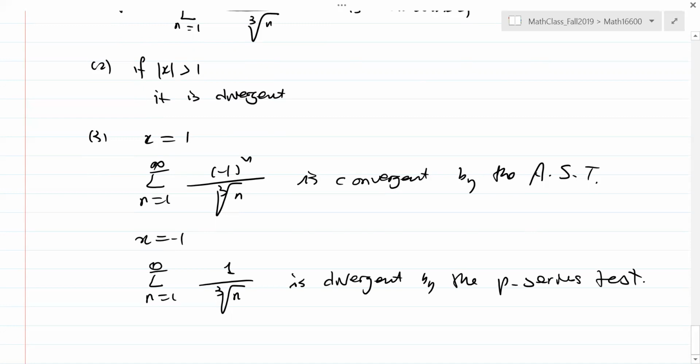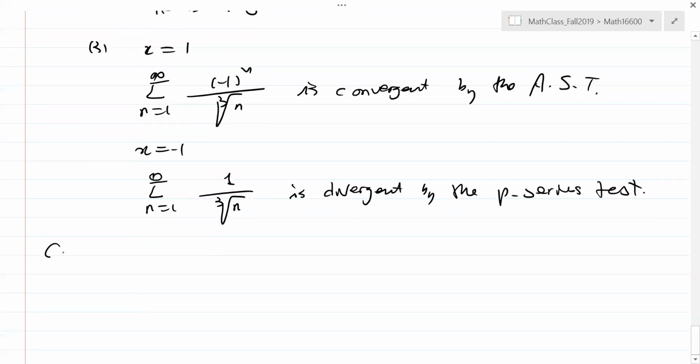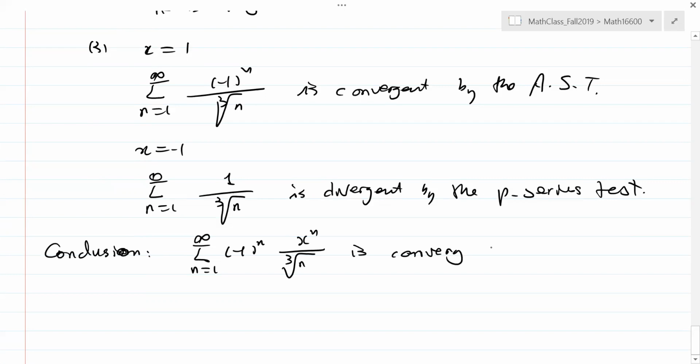Okay, so now it's clear that this series is convergent on some interval. So now your conclusion is this series is convergent on the interval from negative 1 to positive 1, closed at the right end. Inside the open interval it is absolutely convergent. At the endpoint, it is conditionally convergent.